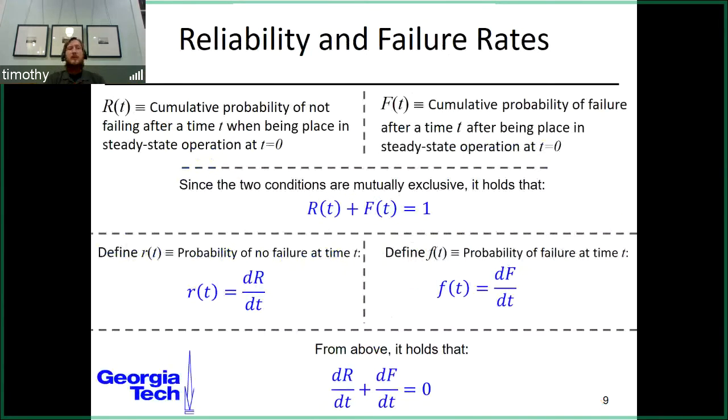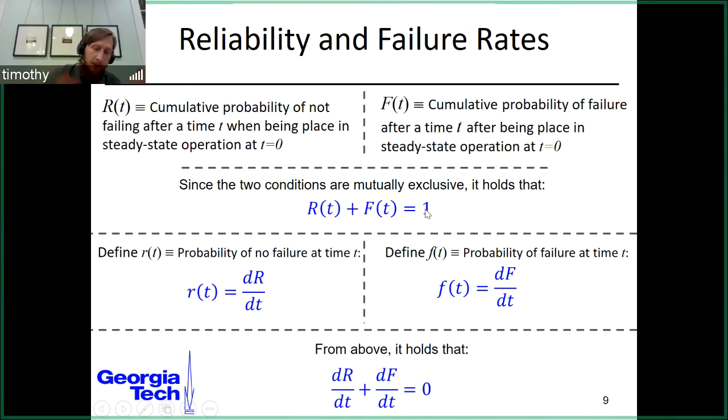So if we have this function r of t, the r of t is the number of surviving units. This is the cumulative probability of not failing after a time t while being placed in steady state operation at t equal to 0. We can look at this conversely. We can have the number of units that are failing, so the cumulative probability of failure after a time t, after being placed in steady state operation at t equal to 0. Since these two conditions are mutually exclusive, it holds that the rate of surviving plus the rate of failing is going to equal a probability of 1.